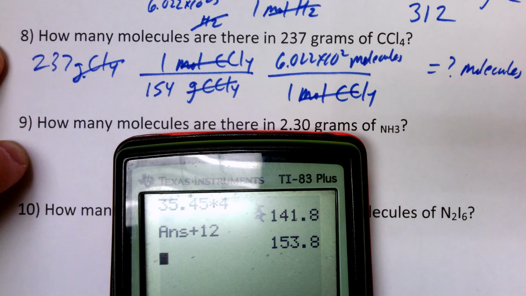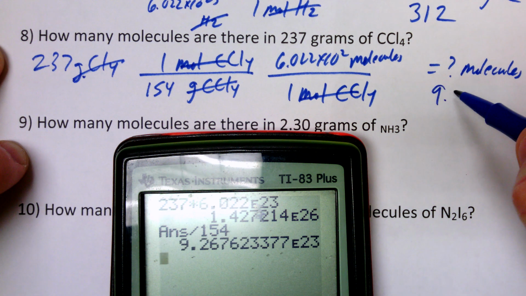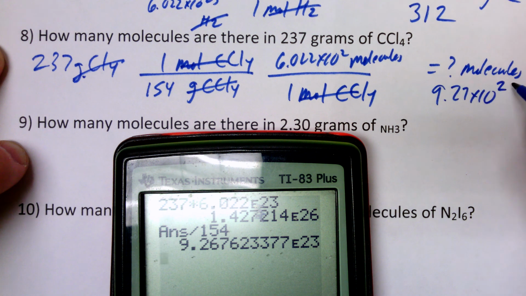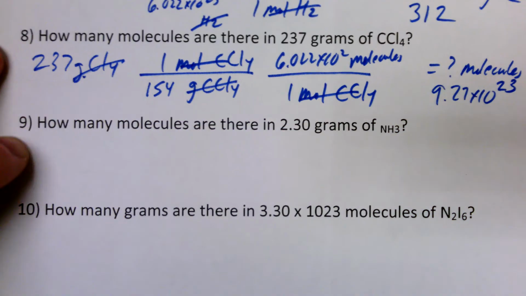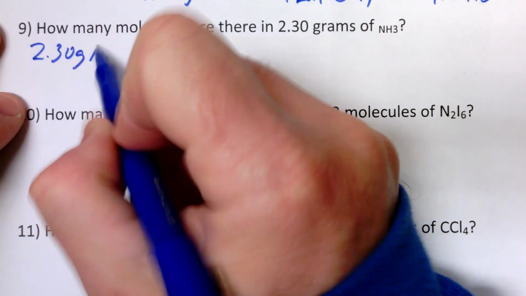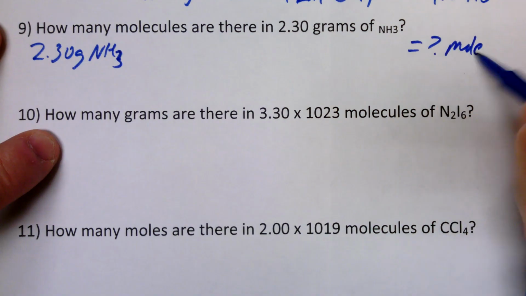So now we're doing our math. I want to go 237 times Avogadro's number, then divided by 154, 9.27 times 10 to the 23rd. Okay. 2.3 grams of ammonia. How many molecules?